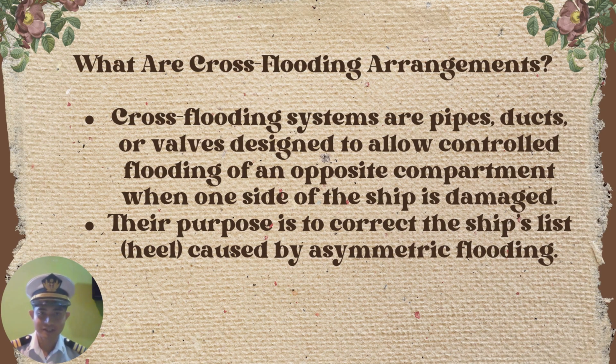What are cross-flooding arrangement? Cross-flooding systems are pipes, ducts, and valves designed to allow controlled flooding of an opposite compartment when one side of the ship is damaged. Their purpose is to correct the ship list caused by asymmetric flooding.